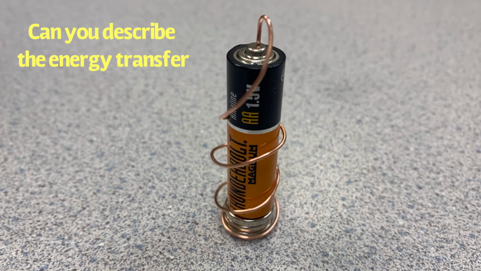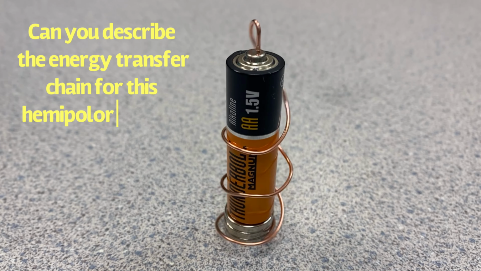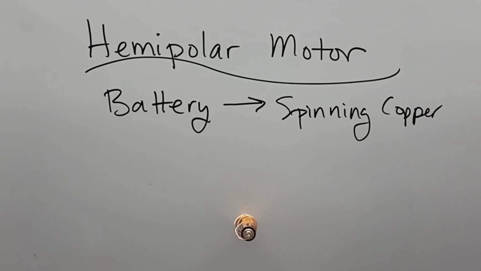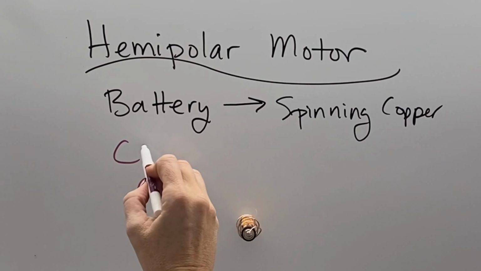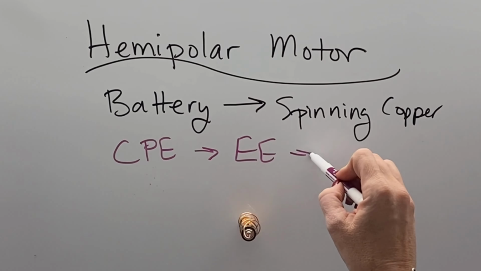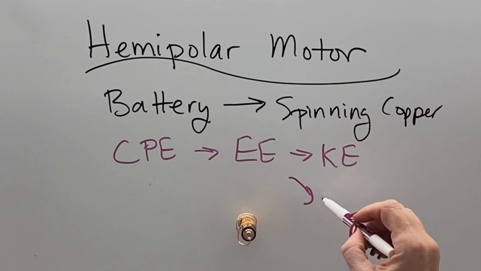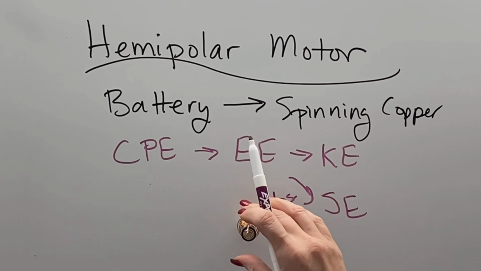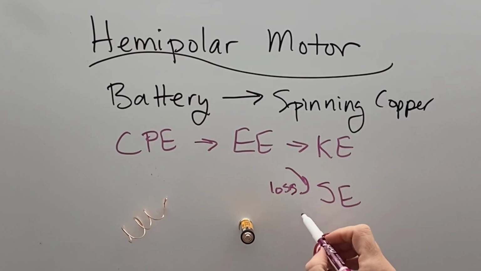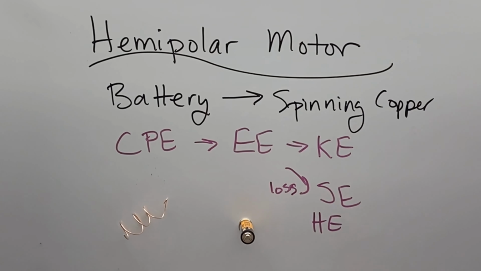Can you describe the energy transfer chain in this homopolar motor? Well, this little device made of a battery, a magnet, and a piece of copper wire has chemical potential energy stored in the battery, which then transfers to electrical energy. This makes this move, kinetic energy, and we have sound energy as loss. It also gets really hot in the process, so we have heat energy loss.